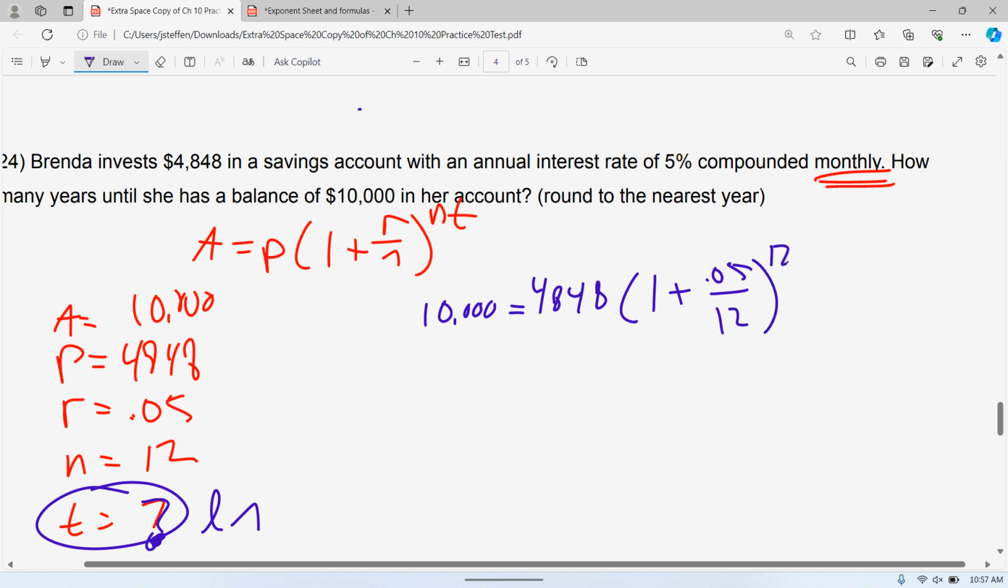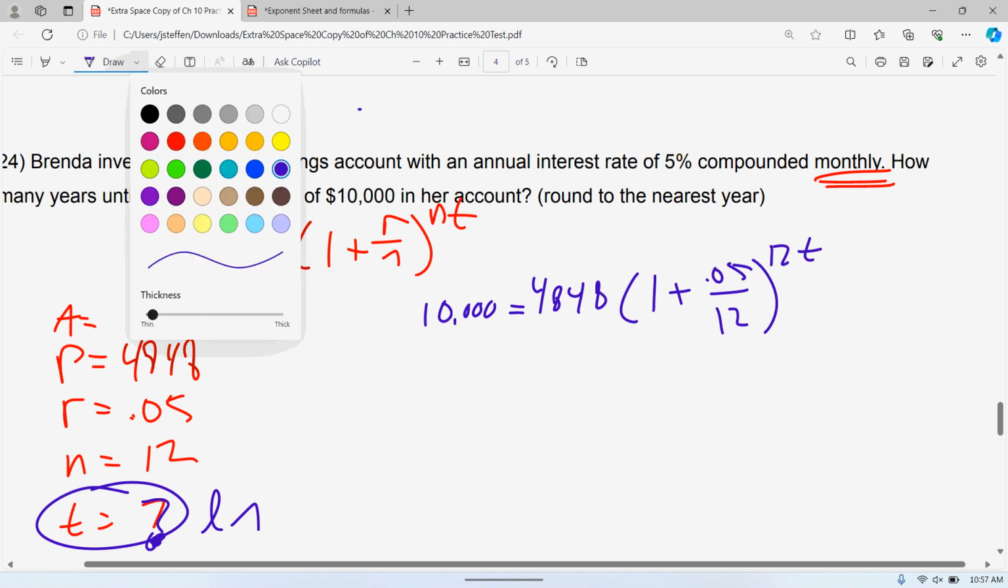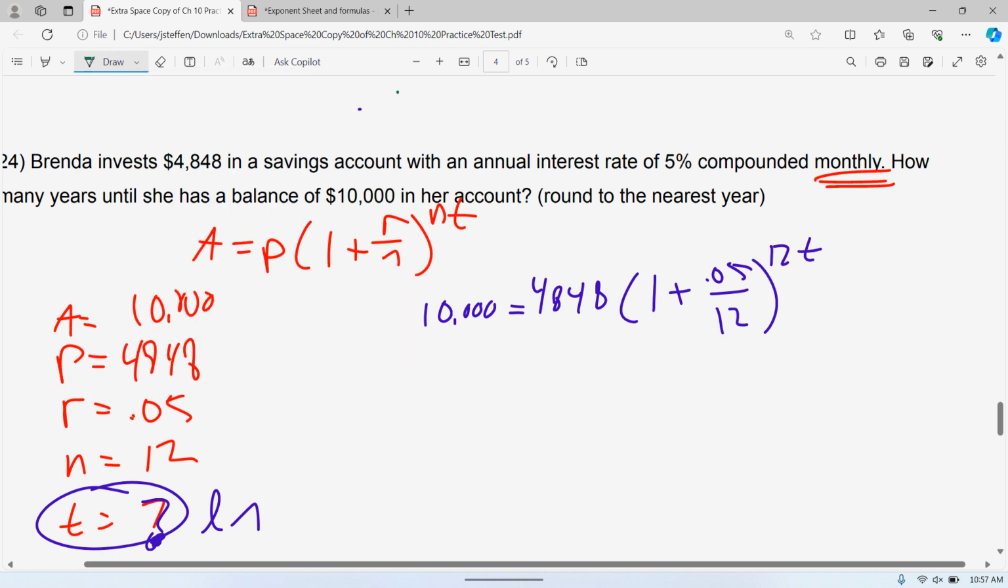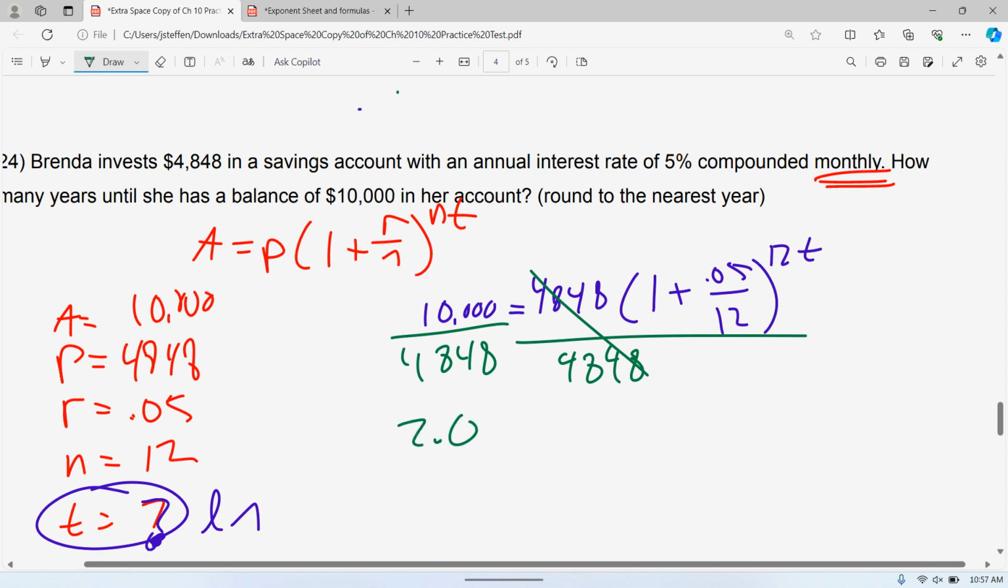So we're going to have to start chipping away at this. Remember, this is where we did 2 steps in one. I'm going to divide both sides by 848. That cancels. 10,000 divided by 848 is 2.0627. Again, I like to go to 4 decimal places unless it's my answer. If it's my answer, I'll go to 2. But in the middle of my work, I like to do that.